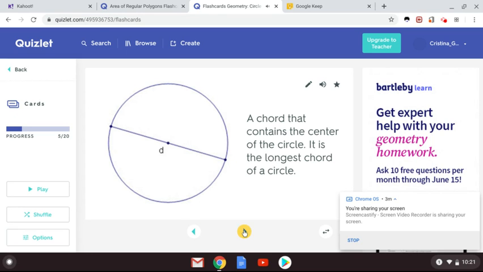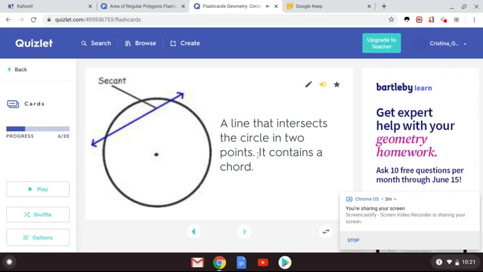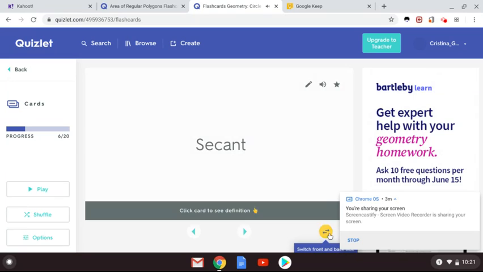A line that intersects the circle in 2 points. It contains a chord. That is the secant line. Secant.